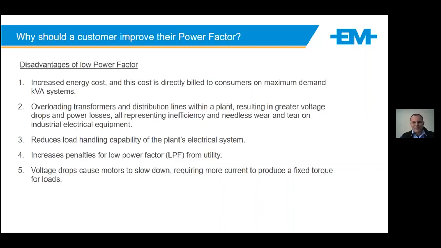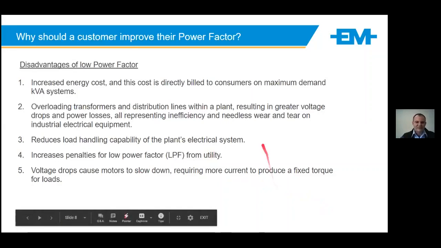There is also reduced handling capability of a plant's electrical system, penalties from the utility, and voltage drops, which could cause motors to slow down and require more current to produce a fixed torque for loads. So the benefit of improving power factor is not just directly a financial benefit, it is an operational benefit for your site, and it is relatively simple to implement.